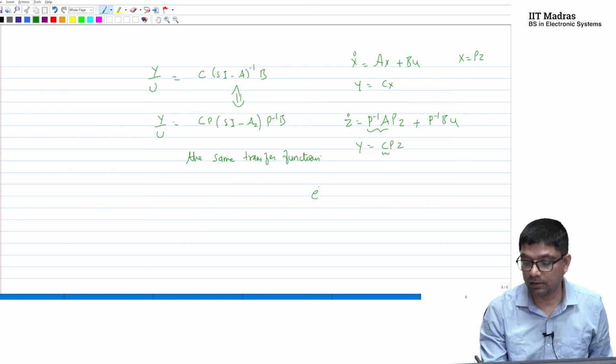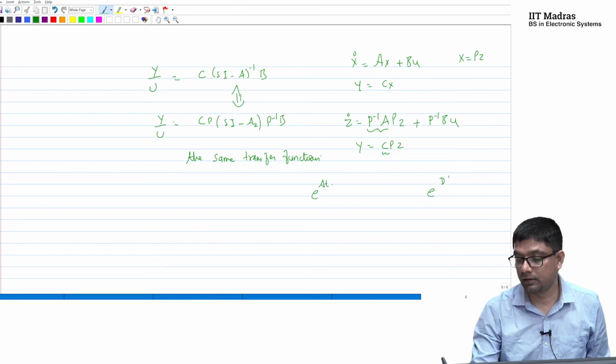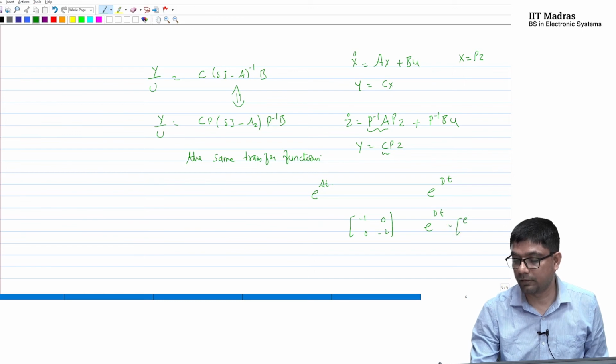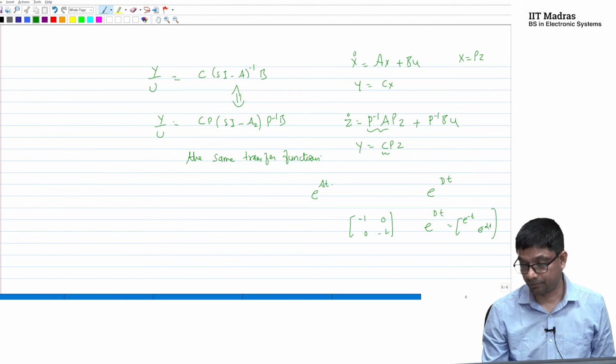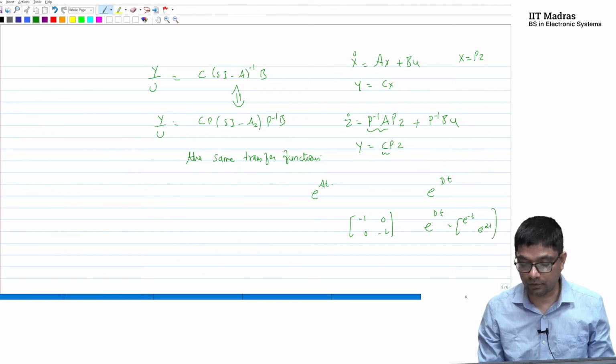Computing e power At and computing e power Dt. So if I have, say, -1, 0, 0, -2, and I were to compute e power Dt, this will simply be e power -t, e power -2t. Simple. Okay. So if I can convert my system into a diagonal form, will that be of any use?